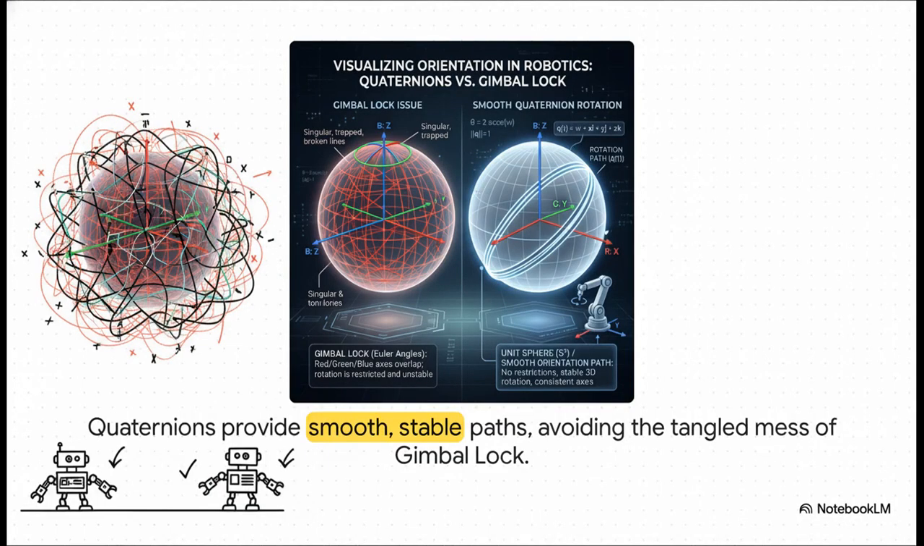And wow, this image just says it all, doesn't it? On the left, that tangled mess, that's what happens when you hit that gimbal lock problem. It's broken, it's unpredictable. And on the right, that's the Quaternion path. It's smooth, it's stable, it's totally unrestricted. For a robot, that's the difference between moving like it's having a seizure and moving with fluid, reliable precision.